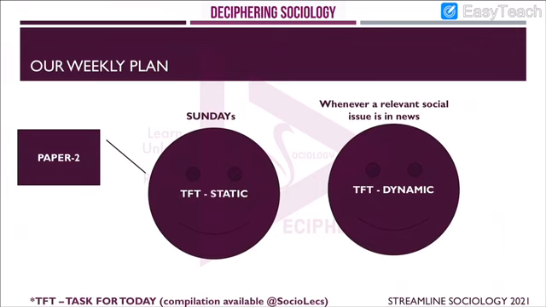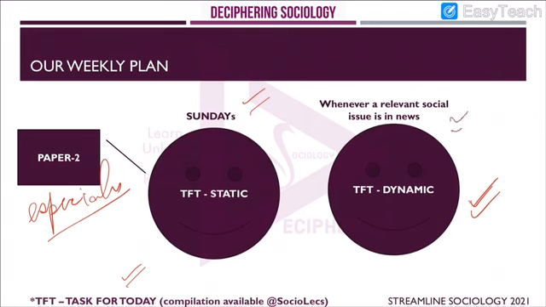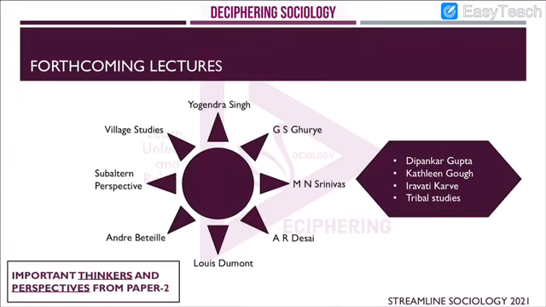Next week onwards, we will be starting with a weekly plan for TFTs, or tasks for today. We will have 2 TFTs in a week. The first one will be on Sundays. It will refer to the static portion, and especially we will be concentrating on paper 2. For the dynamic portion, this schedule will be flexible, and whenever a relevant social issue is in the news, we will come up with this particular TFT.